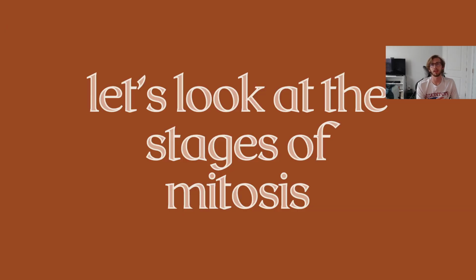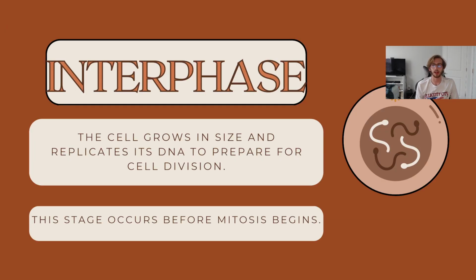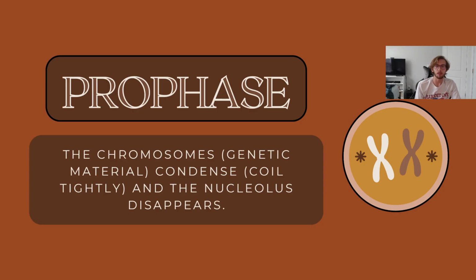So here's a really quick look at the stages of mitosis. You have the interphase, which is where the cell grows in size and replicates the DNA. This is the start of mitosis, and mitosis hasn't actually begun at this point. You then have the prophase, where the chromosomes condense and the nucleus disappears. I'm not going to go into super detailed things about this. I just kind of wanted to go through a little bit of what mitosis was versus just saying mitosis.